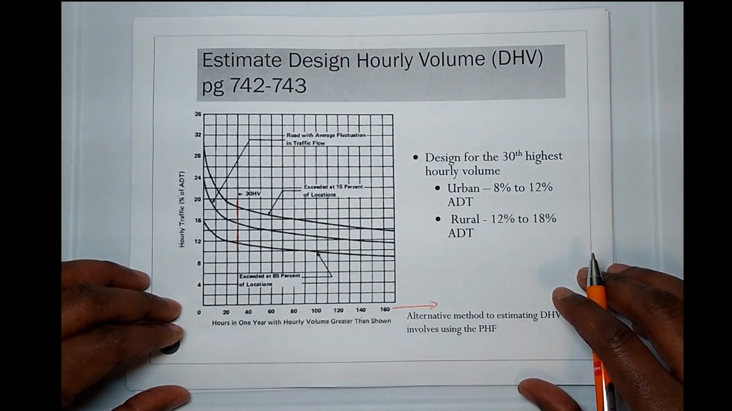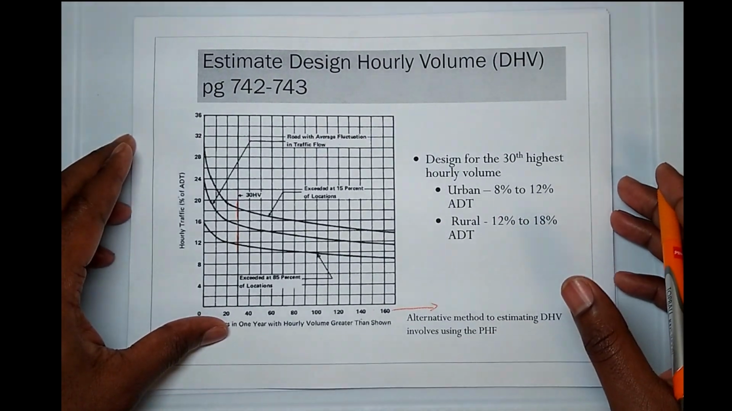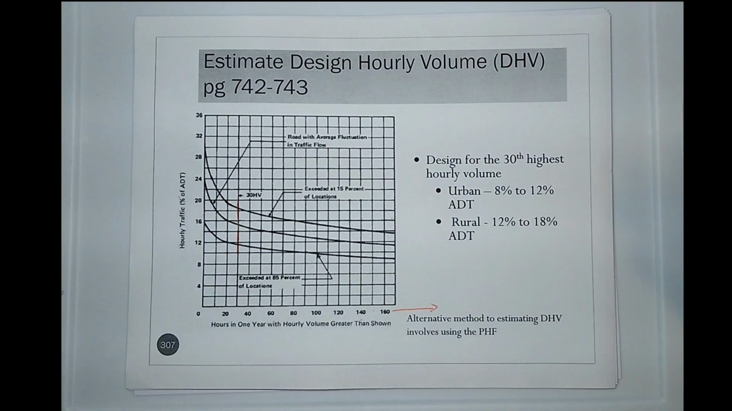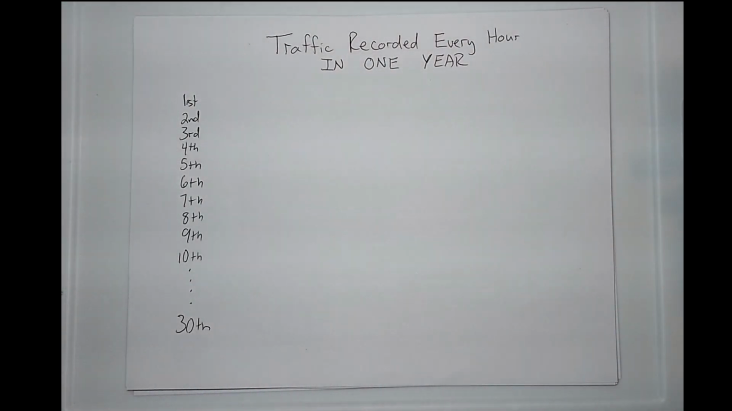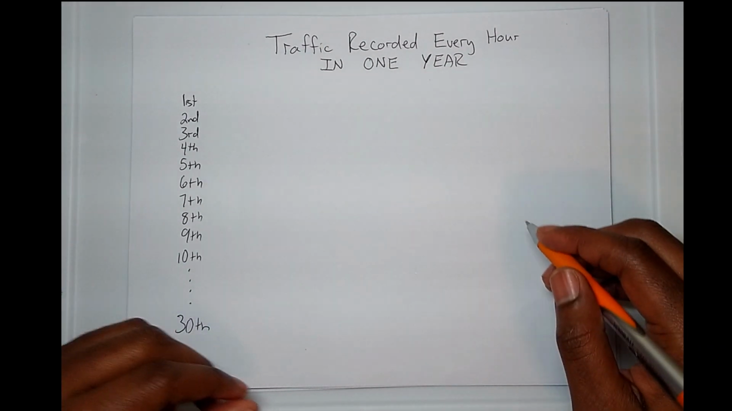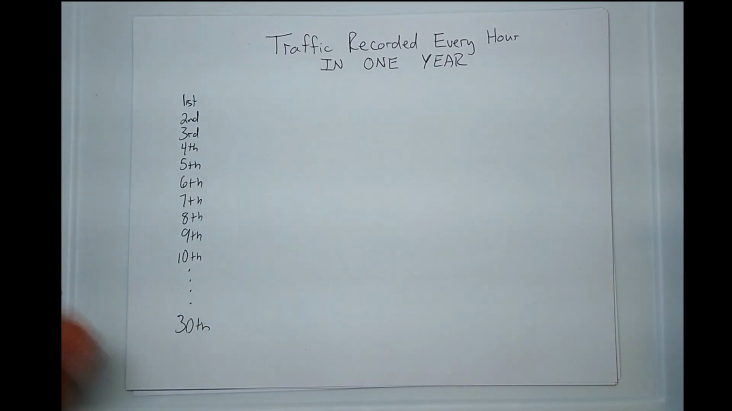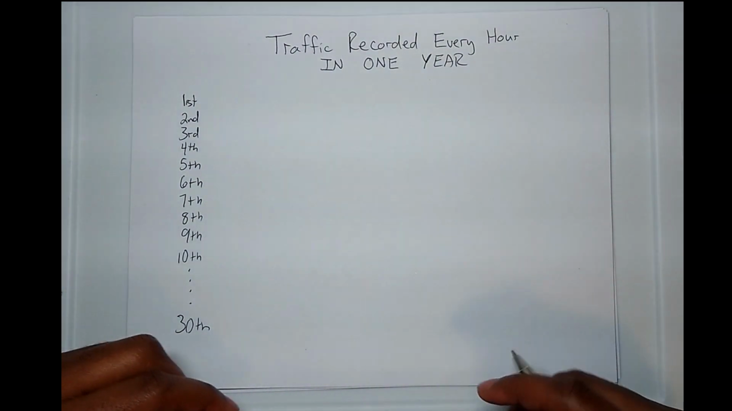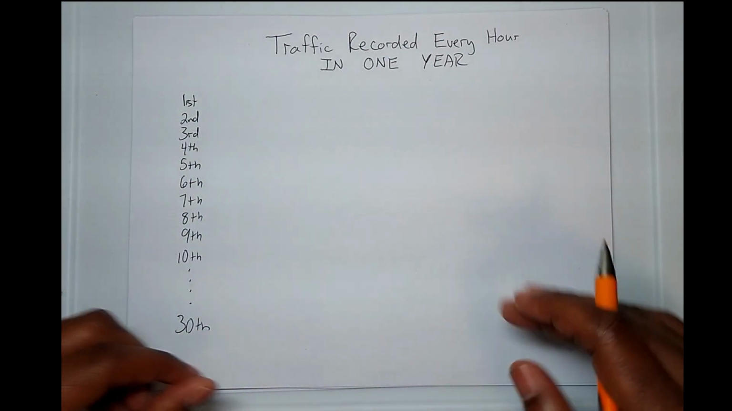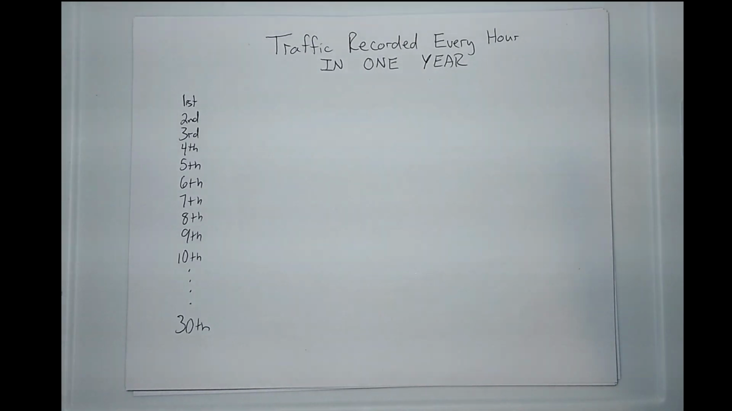And so the 30th highest hourly volume is kind of hard to wrap your mind around. So let me try and illustrate in this way. I want to give you a scenario here. Just imagine we put one of those traffic tubes out on the roadway, and the vehicles are traveling over them, and we kept it out there for an entire year.